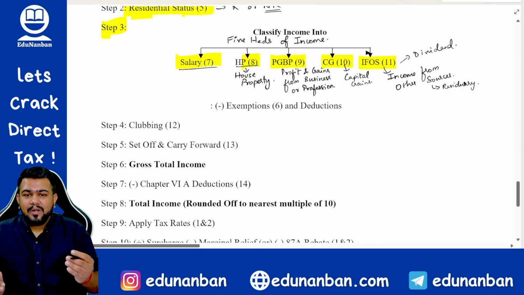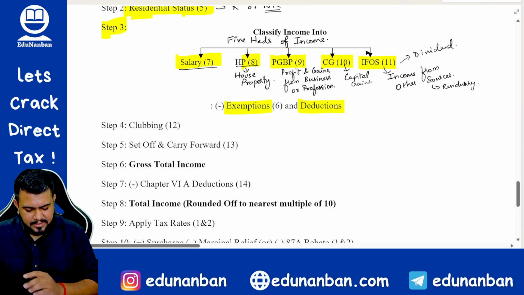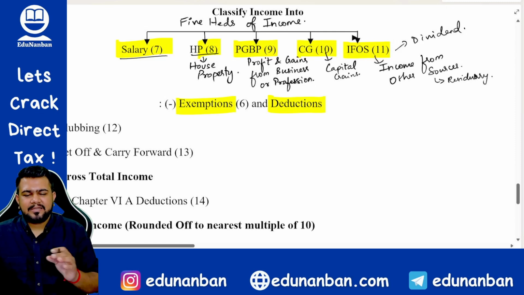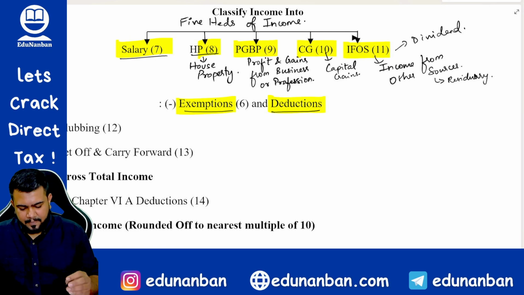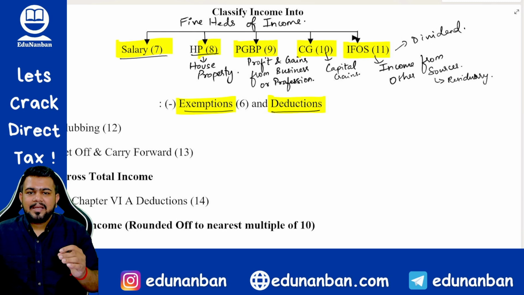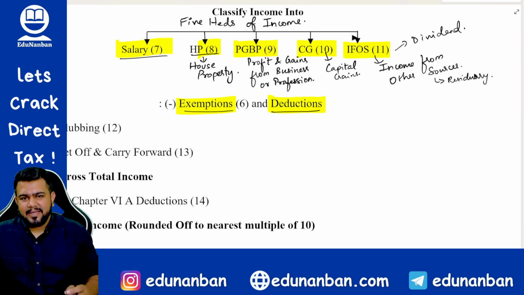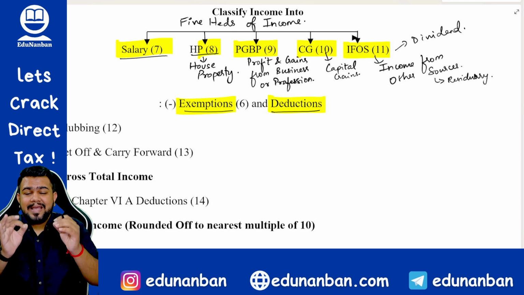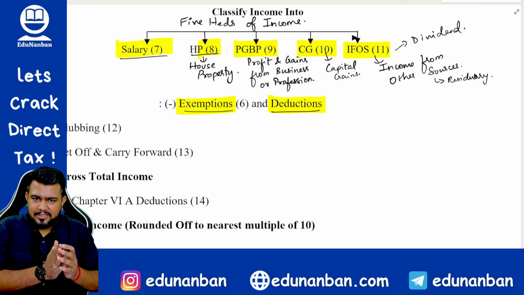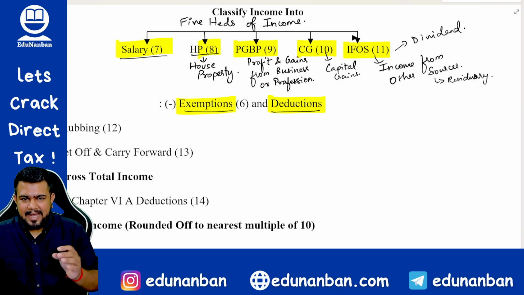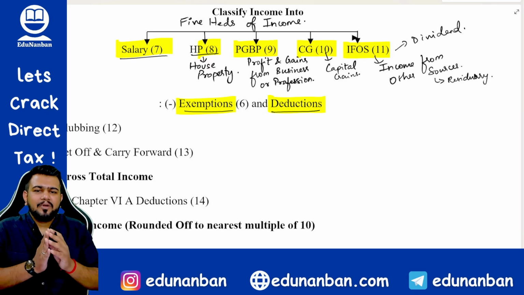Then, you can also reduce the deductions and you need not tax the exemptions. Sir, what are exemptions and deductions? Let me tell you the difference between exemption and deduction. Exemption means an income which is not taxable in the Income Tax Act. For example, agricultural income. If you have any income from agriculture, it is not taxable in the Income Tax Act. So it is an exempt income. It is called exemption.